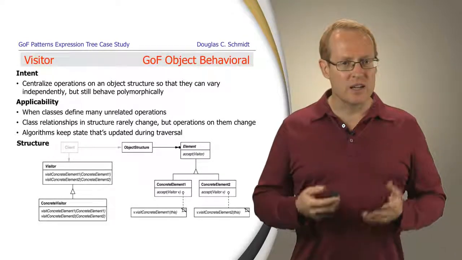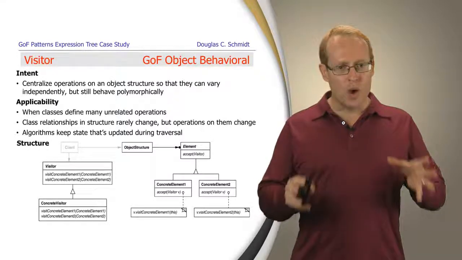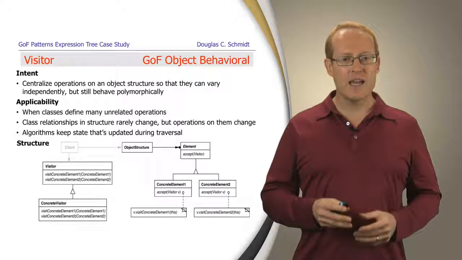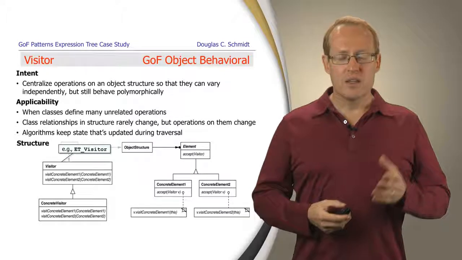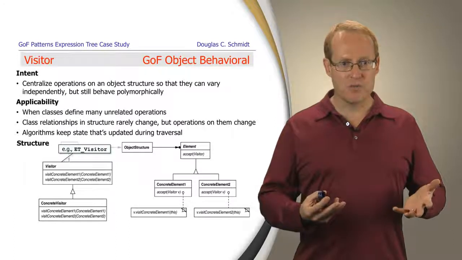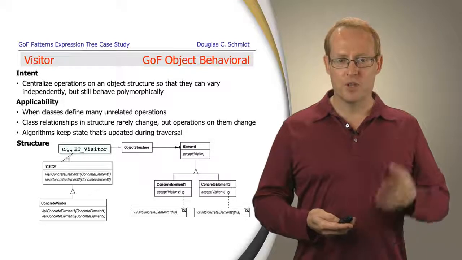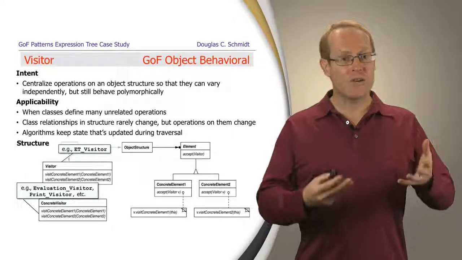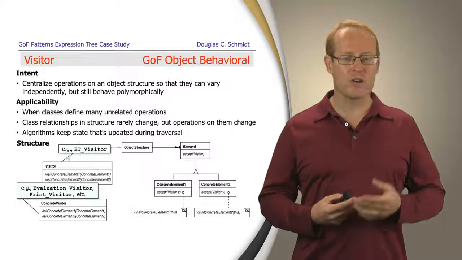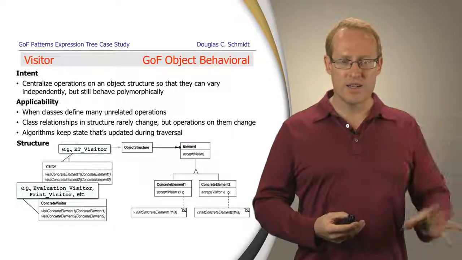So here's a picture that illustrates how all the pieces fit together. As you can see here, we have two hierarchies. We have the visitor hierarchy and we have the element hierarchy. The visitor hierarchy is where you actually define the operations you want to perform. So in this particular case, we might have our expression tree visitor, which would be a base class, and then we would have various subclasses of expression tree visitor, printing the tree, evaluating the yield of the tree, and so on. That's one set of hierarchies.